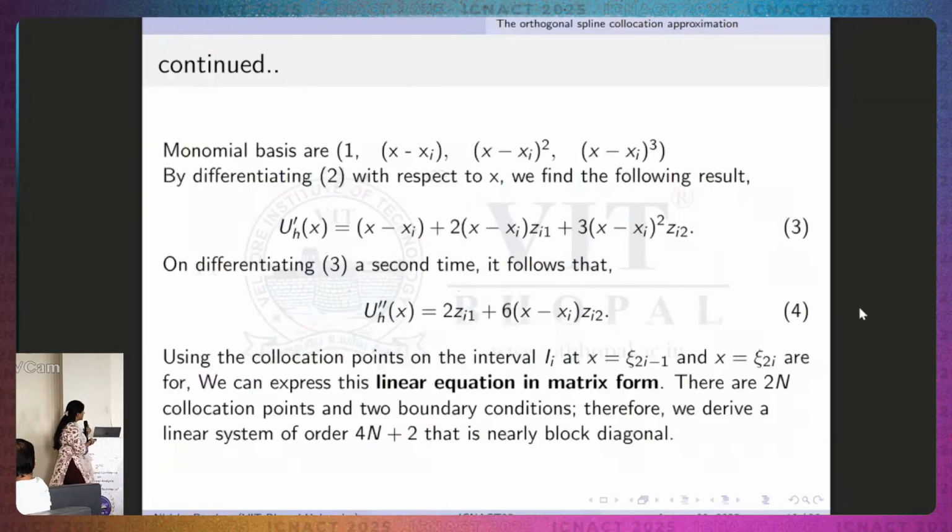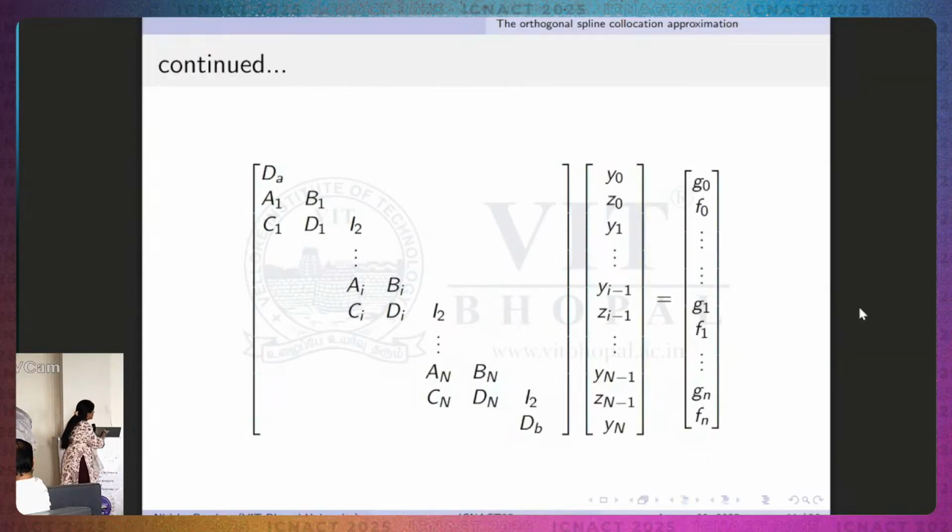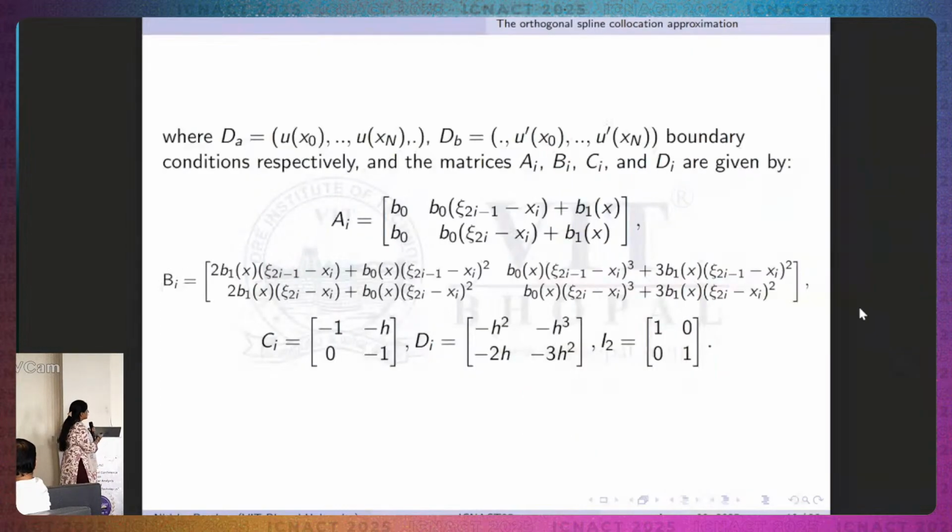equation 1, for 2 points x_{i-1} and x_i, we get a linear equation and we express this linear equation in matrix form. So as we have 2n collocation points and 2 boundary conditions, we get a 4n plus 2 nearly block diagonal form, where dA and dB are the boundary conditions and A1, B1, C1 represent this form. Now after solving this, we get our approximate solution.